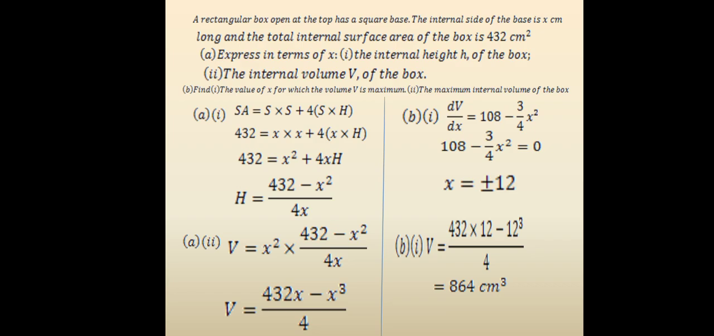A rectangular box open at the top has a square base. The internal side of the base is x centimeters long and the total internal surface area of the box is 432 cm². Expressed in terms of x, 1. The internal height h of the box. 2. The internal volume v of the box. B. Find 1. The value of x for which the volume v is maximum. B2. The maximum internal volume of the box.